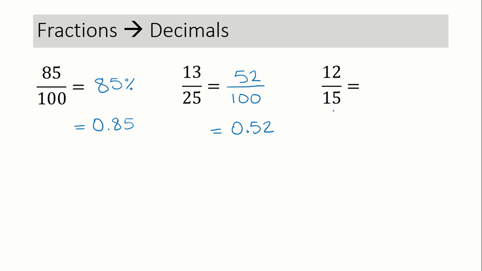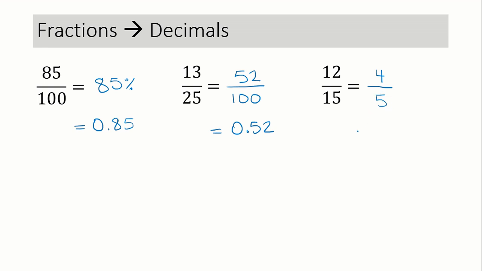Here's a little bit of a harder one. We have 12 over 15. Again, it looks like it's not going to be possible. 15 is not a factor of 100, but always look at your fractions. This fraction is not in lowest terms. Both the numbers 12 and 15 can be divided by 3. So if we divide them both by 3, we get a 4 for our numerator and a 5 for the denominator.